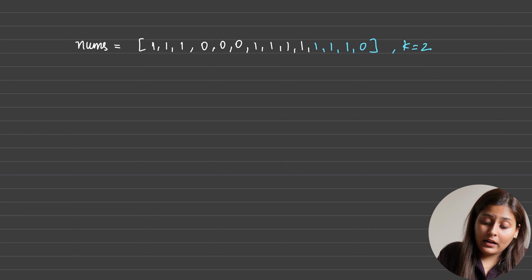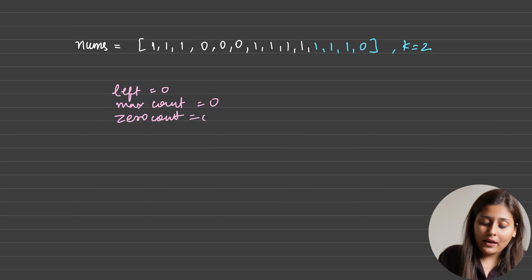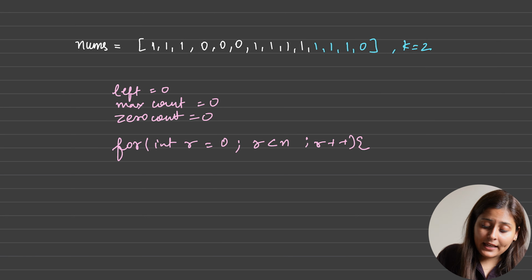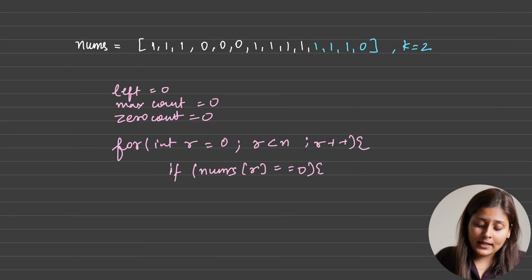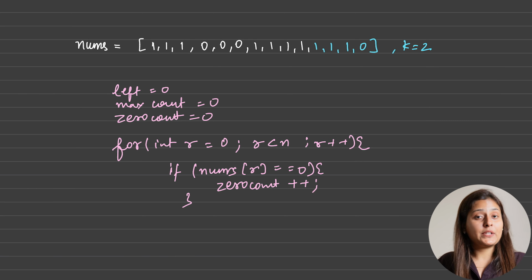Everything will be the same. Like how we initialized, the left pointer will start from index 0, the maximum count variable will also start with 0, and the 0 count we will also initialize with 0. For the right pointer, as before, we make a for loop starting from 0 running till n with right plus plus. And if nums of right pointer hits 0, correct, at that time what is our task? Our task is to increment the 0 count, so we do 0 count plus plus.